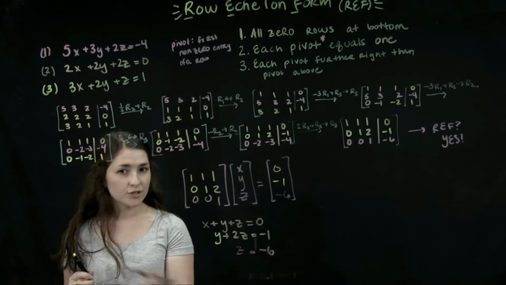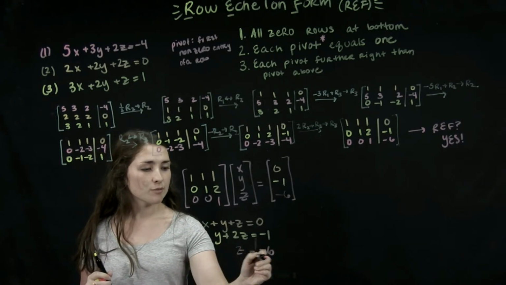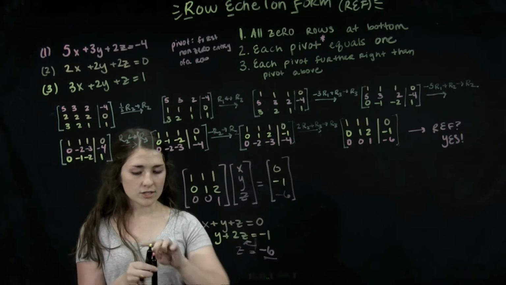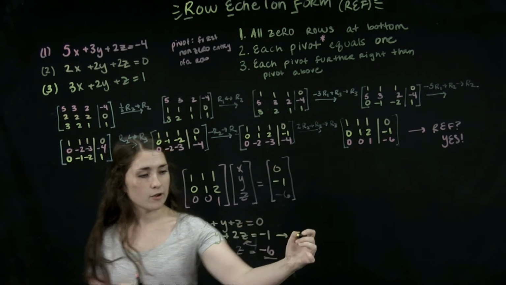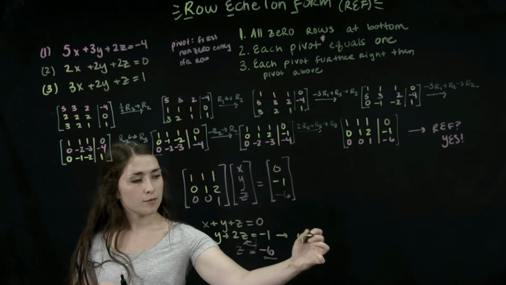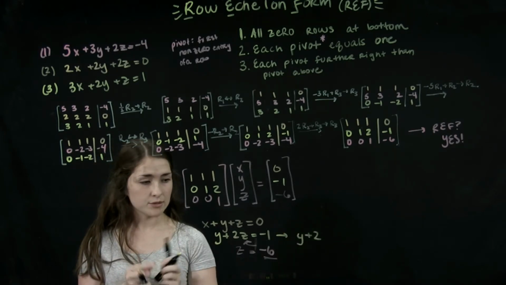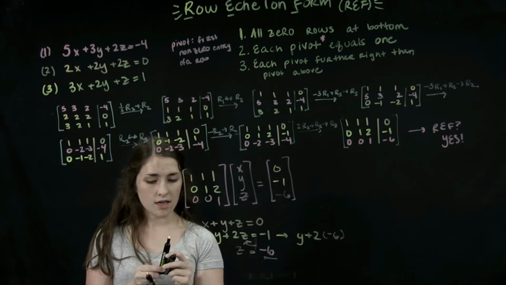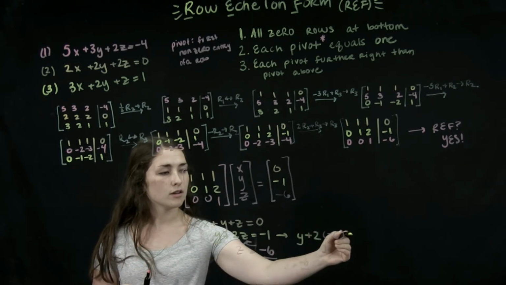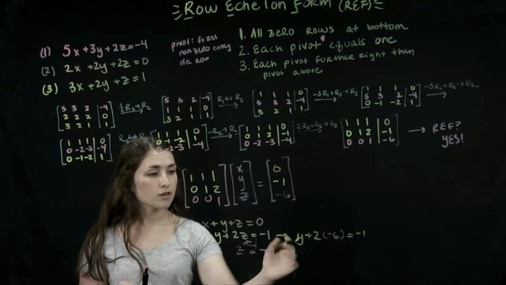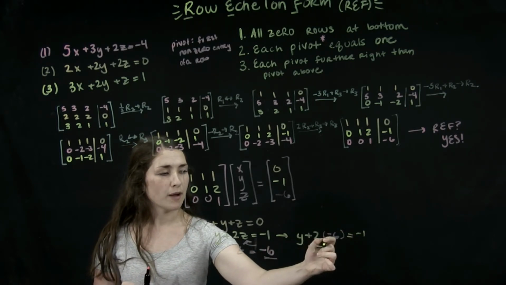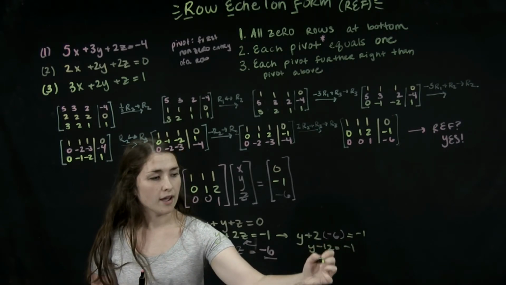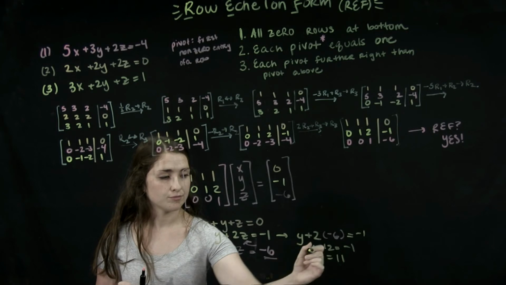Now, back substitution implies we're going to do some substitution. So we can plug this value of z right on in here for z. So then, when we do that, we're going to have y plus 2 times what's z? Negative 6. And that is going to be equal to negative 1. So that means we have y minus 12 equals negative 1, and y equals 11.